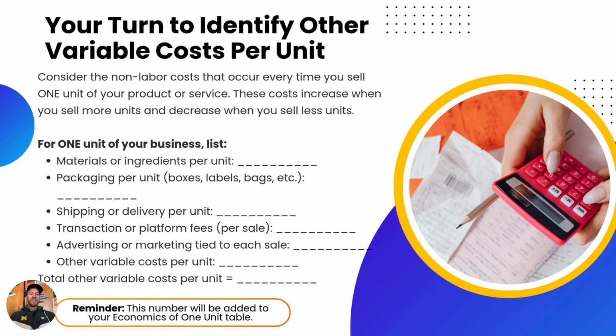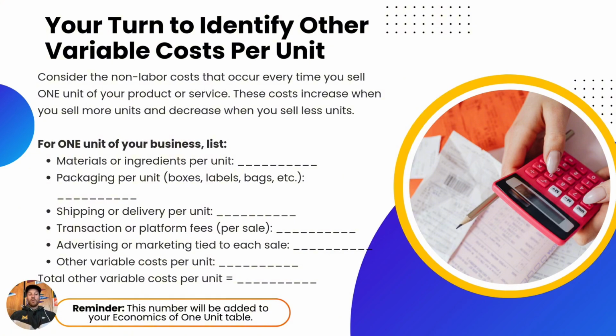So your turn to identify other variable costs per unit comes up now that we've got the labor. Consider the non-labor costs that occur every time you sell one unit of your product or service. These costs increase when you sell more units and decrease when you sell less units. Think about the materials or the ingredients per unit, the packaging per unit, the shipping or delivery, the transaction or platform fees. For example, if I have credit card fees that come in every single time that I swipe a card, advertising, marketing, the other variable costs per unit, and other things.